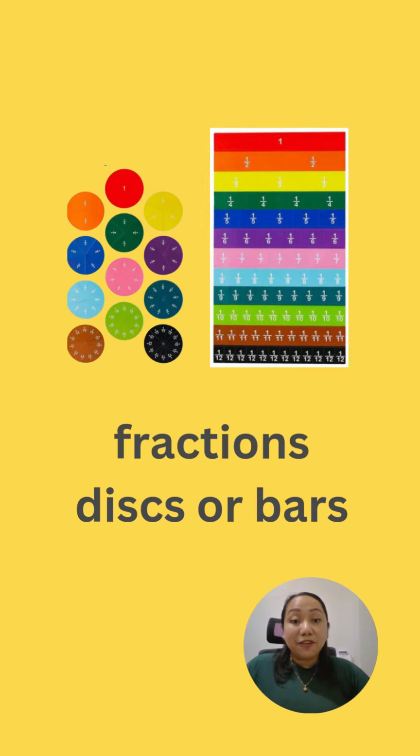A lot of students find fractions very difficult to understand because, unlike whole numbers, fractions are quite hard to visualize, right? And the next manipulative that we have is perfect for this problem. The fractions discs or bars. Here, they'd be able to visualize what one half or one fourth looks like. They can see that two fourths is also equal to one half. So these are the fractions discs or bars.